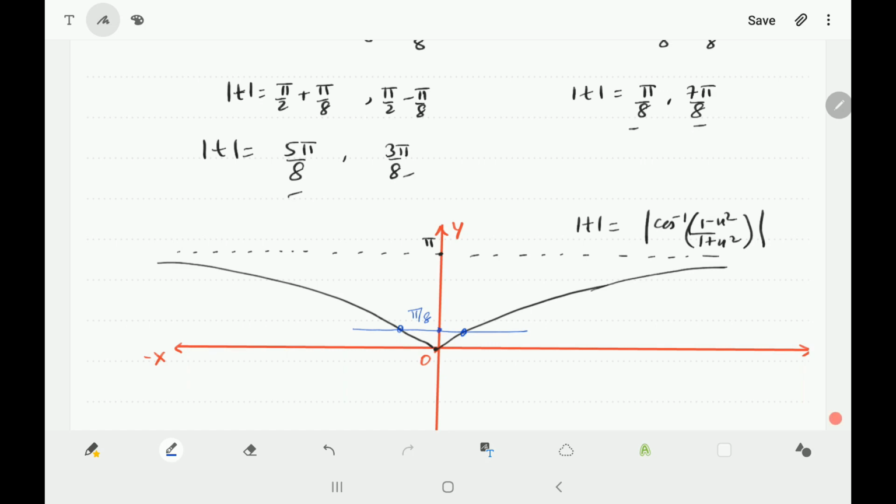Similarly, 3 pi by 8 will be above pi by 8, so this will also give me two more solutions. 5 pi by 8 will be just above it, so this will again give me two more solutions, and 7 pi by 8 will also give me two more solutions. So finally, if you count the number of solutions for this particular equation, how many solutions will we have? 8 solutions. So from this method 2 also, we got 8 solutions, because each particular value is giving 2 solutions. We have 4 values, and hence we have 8 solutions. I hope it is clear.